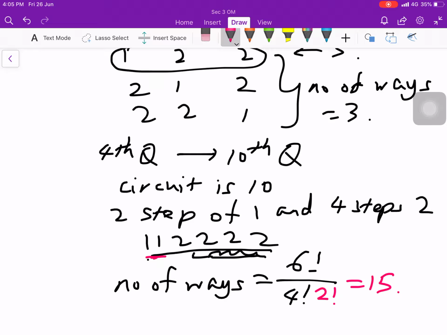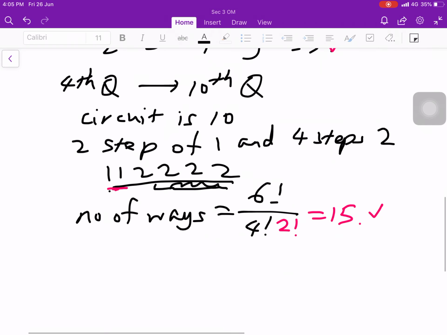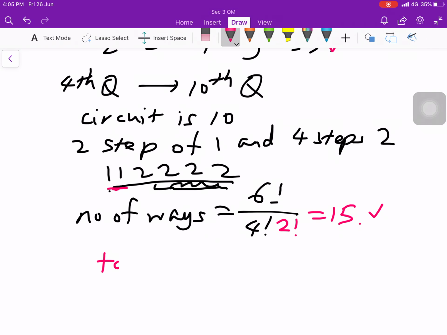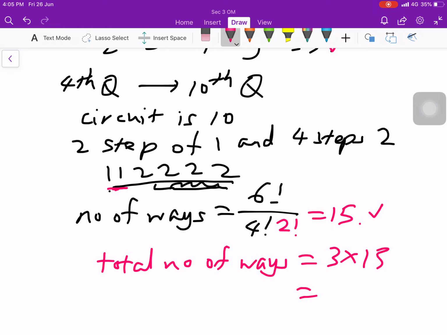Therefore the total number of ways will be 3 times 15, because it takes 3 ways to go from the first Q to the fourth Q, but from the fourth Q to the 10th Q there are 15 ways. Therefore the total number of ways is just 3 times 15, and that will give you 45.